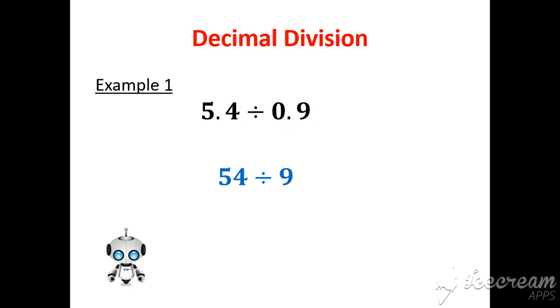So now we've got 54 divided by 9. So 5.4 divided by 0.9 is the same as 54 divided by 9. And 54 divided by 9 makes 6. So our answer is 6.